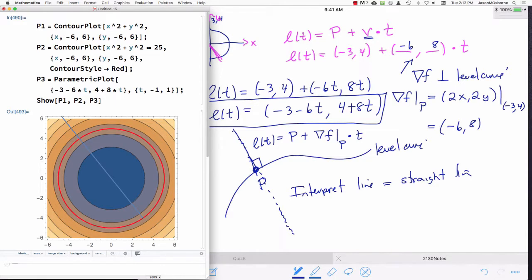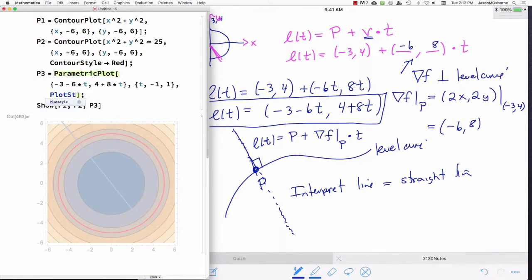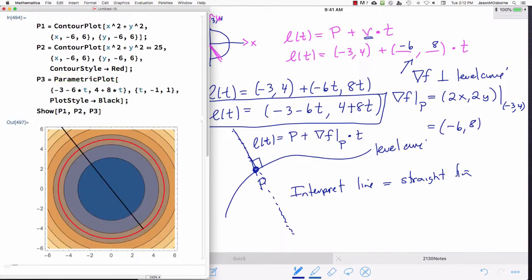So I think what we can see here is that our line, let's change the plot style. What color do we want it to be? Black. Black stands out better. Okay. So right here at this point, we are seeing that this line crosses that red contour, and it is perpendicular. So that's one interpretation of the problem.